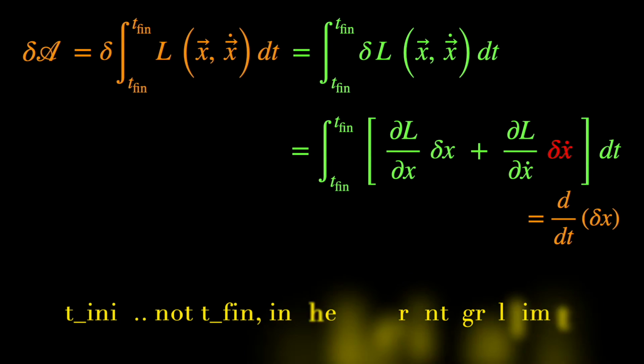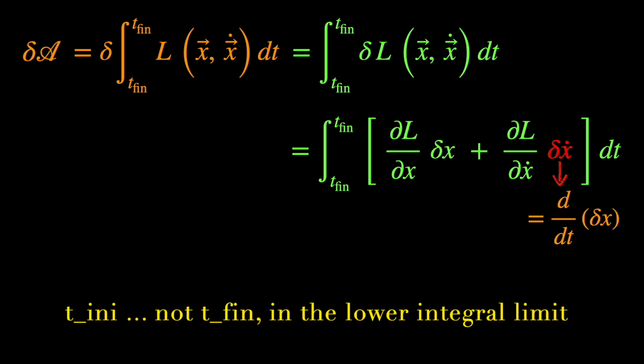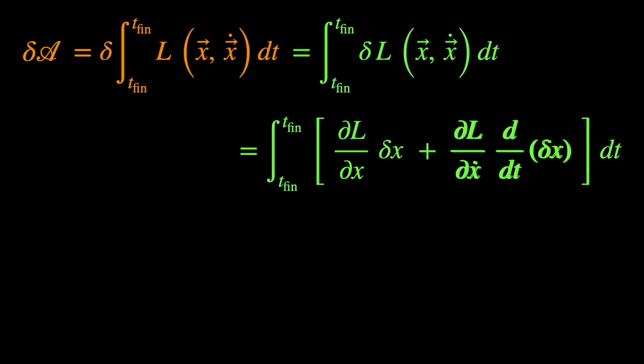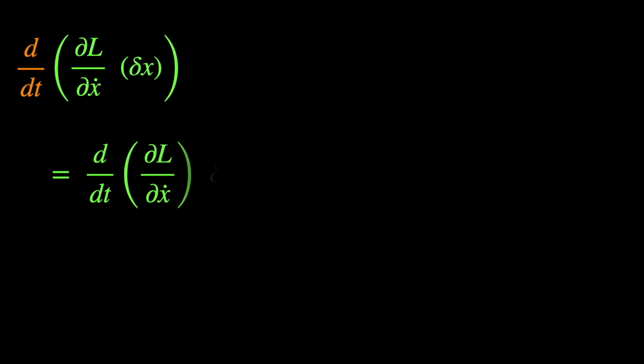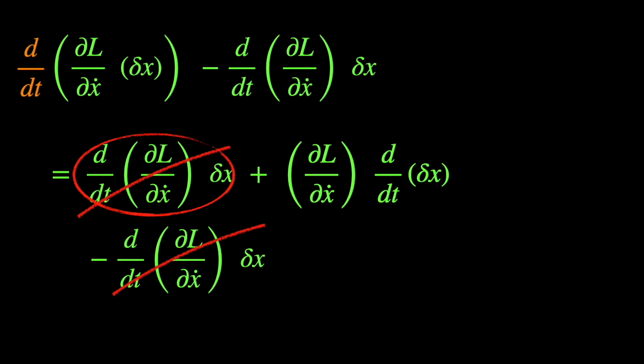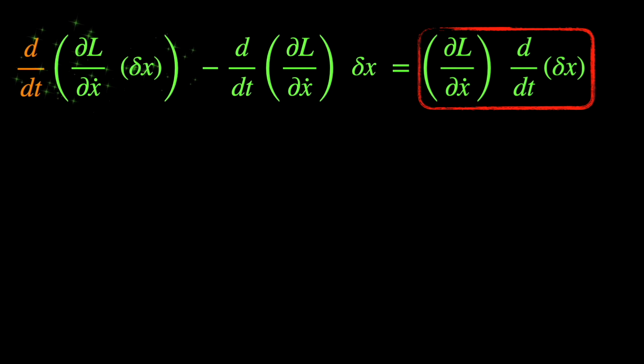So, in the expression of delta A, we can replace the delta x dot by d/dt of delta x in the second term. Now we can manipulate the second term to pull out the d/dt and put it over the whole second term to make it a total time derivative. But this brings an extra term into the mix, which we have to subtract. Thus, the second term has been re-expressed as a total time derivative term minus another term where the delta x is freely available for us to factor out.